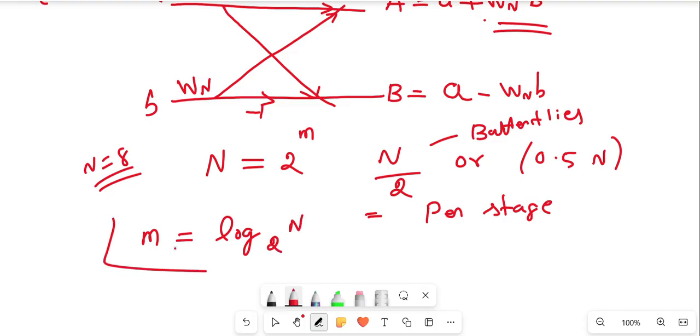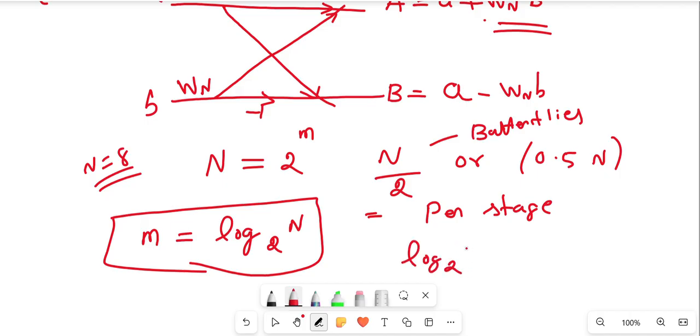So, 8 means 2 power 3, m is equal to 3 stages. So, n is equal to 8 now. So, log 2 n is equal to 8, 2 power 3. So, you can write m is equal to 3. So, m equal to 3, number of stages, 3 stages.